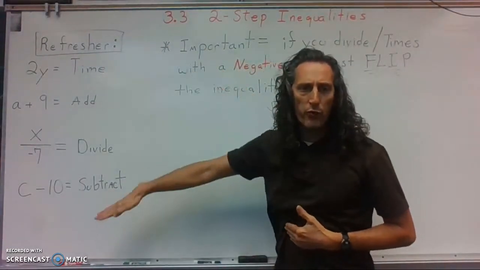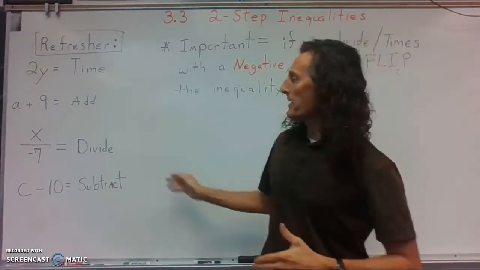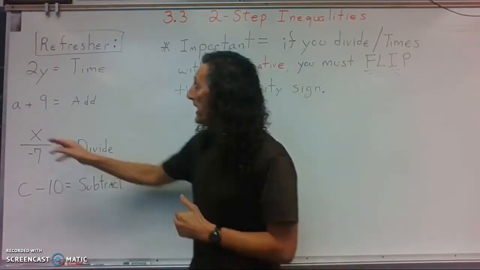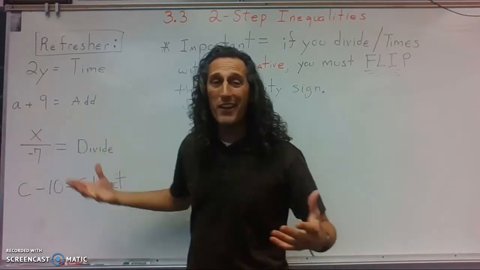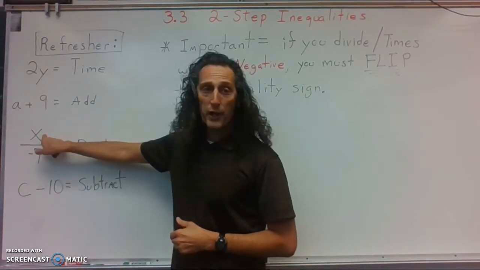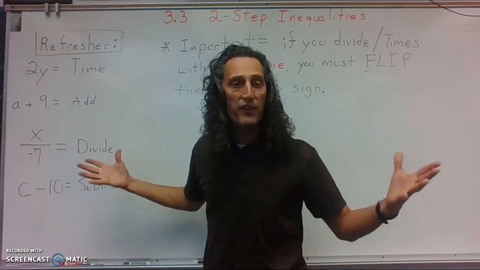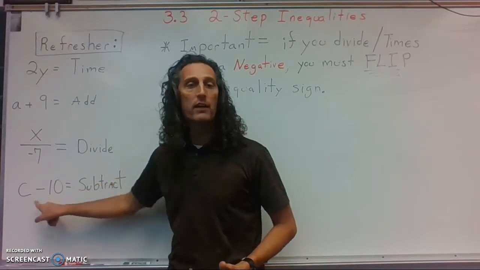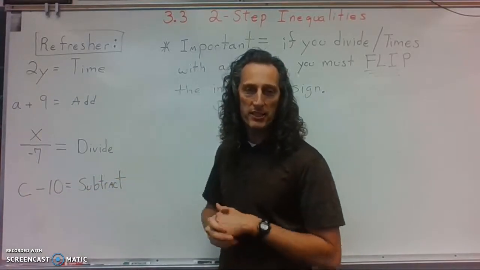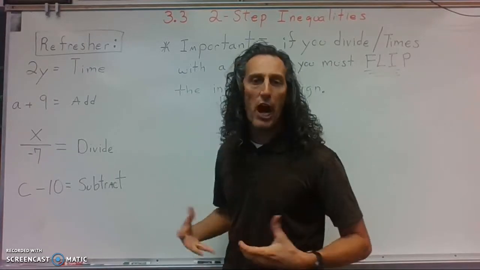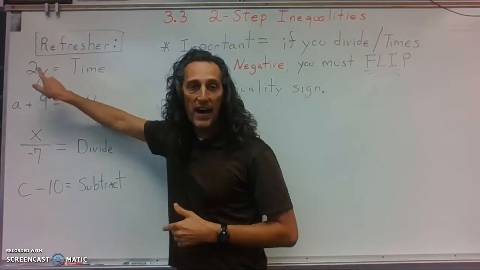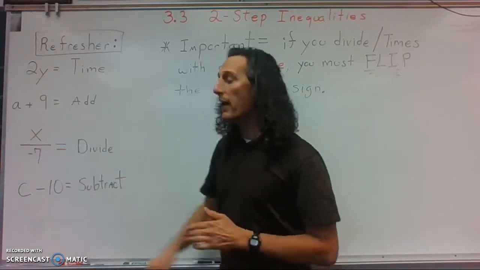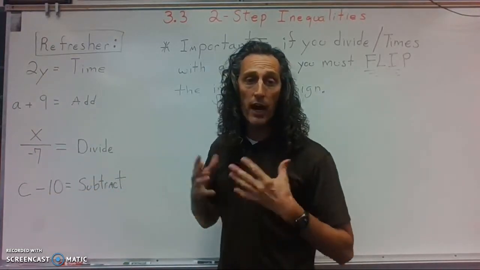All right, real quick refresher, you already know this because you guys are so smart: if you see a number next to a letter like 2y, that means multiplication. If you see a plus sign between them, that's addition. If you see a variable and you see something underneath it, that's division. And if you see a minus sign, or it looks like a negative sign, but it's between the number and the letter, that's actually subtraction. And you have to use their opposite functions, right? To get rid of division, you're going to have to multiply. To get rid of that 9, you minus. To get rid of that negative 7, you're going to multiply. And to get rid of that minus 10, you're going to go plus 10.